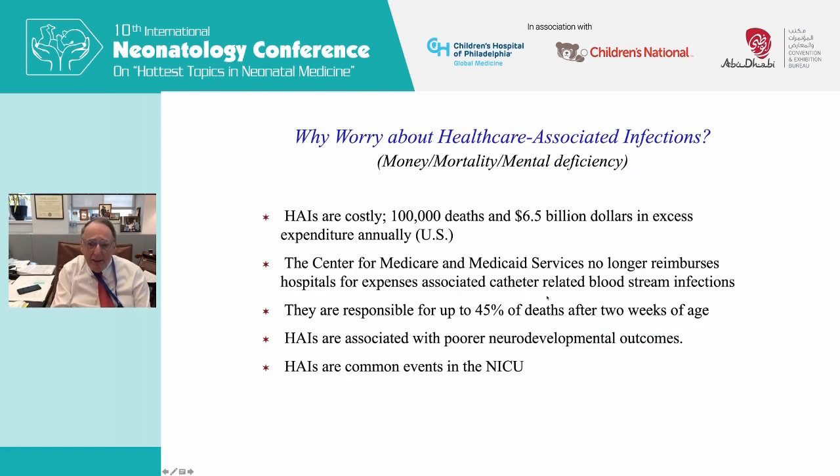So why do we worry about these healthcare associated infections? I say it's the three M's: money, mortality, and mental deficiency. And these numbers are a little bit old now, but in the US, as of about 8 or 9 years ago, there were more than 100,000 deaths secondary to healthcare associated infections, both in adults and children. And the estimate back then was $6.5 billion. I would bet it's close to $1 trillion now, and clearly it is worldwide.